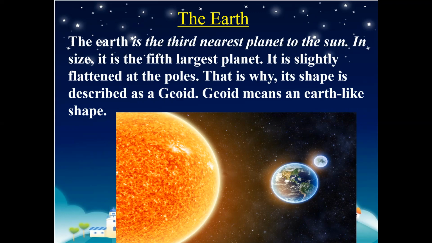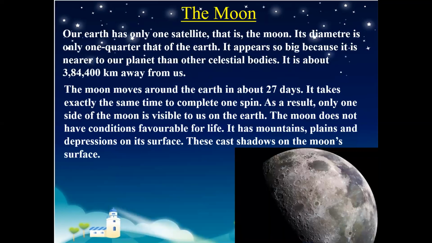The Earth is the third nearest planet to the Sun. In size, it is the fifth largest planet. It is slightly flattened at the poles. That is why its shape is described as geoid. Geoid means Earth-like shape.